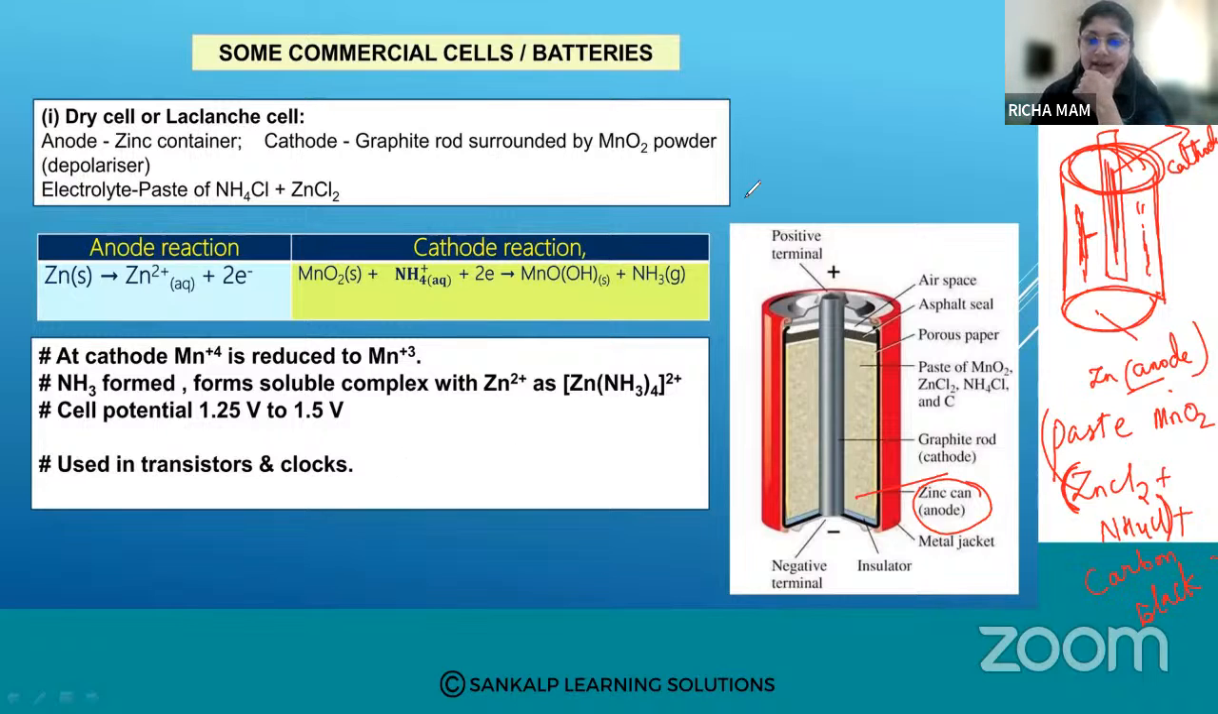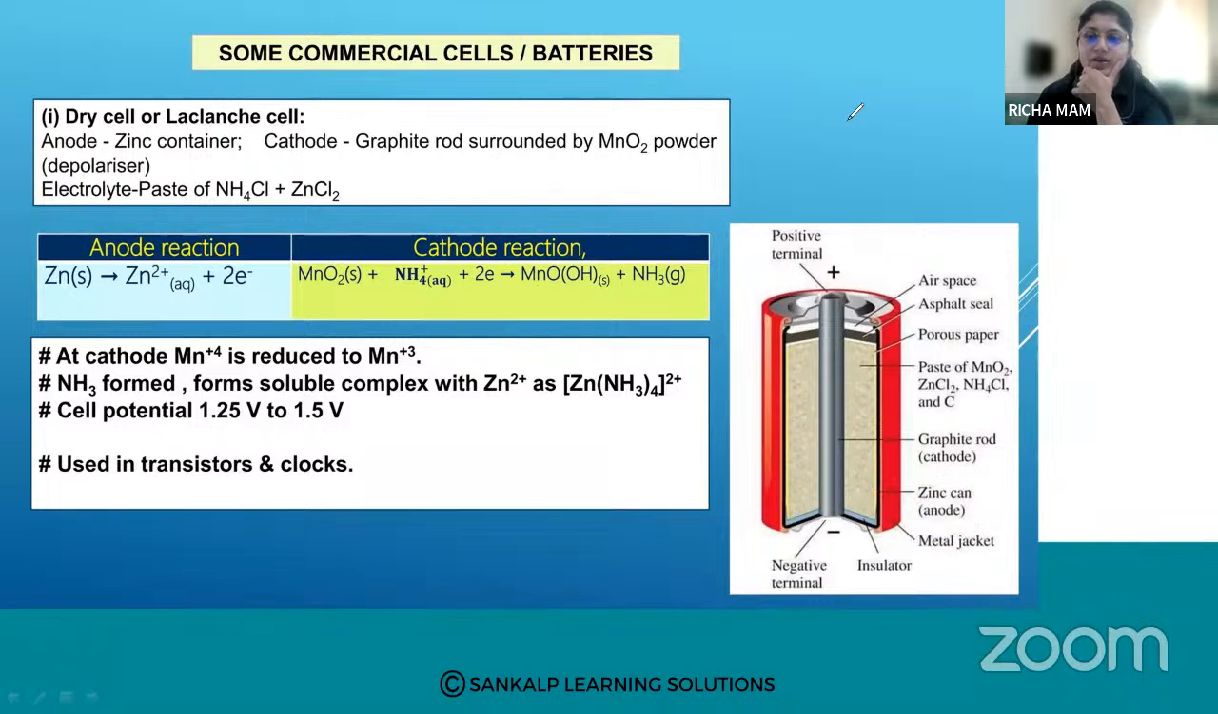Okay, now we'll write the cell reaction. So what is the cell reaction? At cathode and at anode. So at anode, what is present? Zinc is present. So at anode, what will it undergo? It will undergo oxidation, because in an electrochemical cell, at anode, oxidation takes place. So Zn gives you Zn2+ plus 2 electrons. Zn is solid, and this is aqueous.